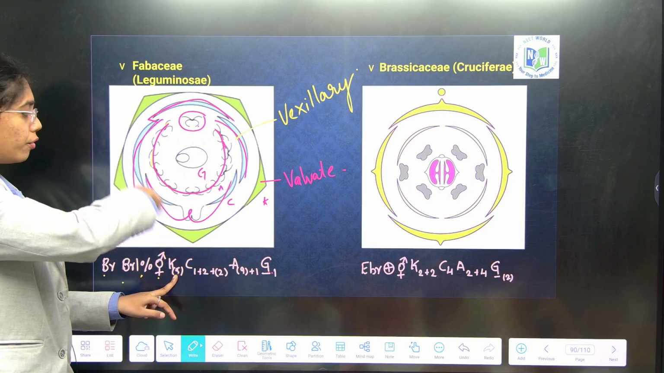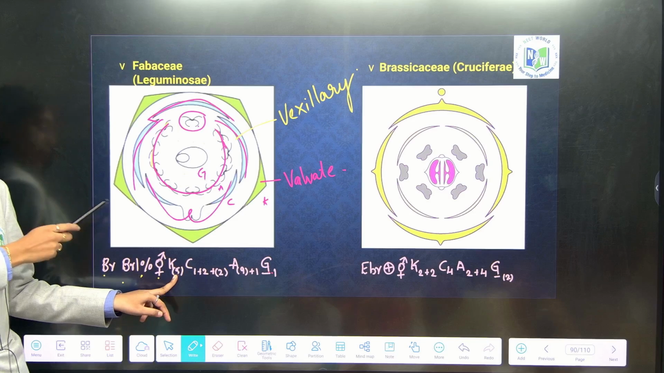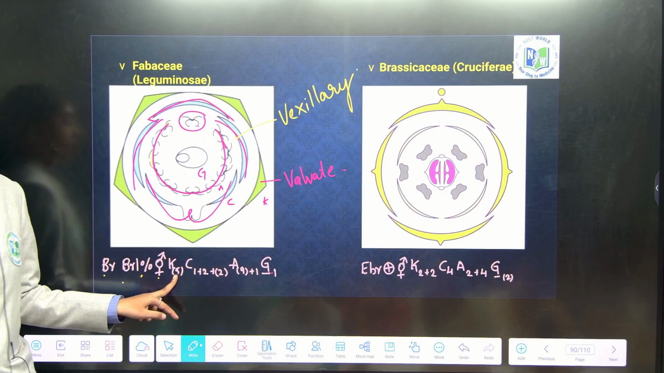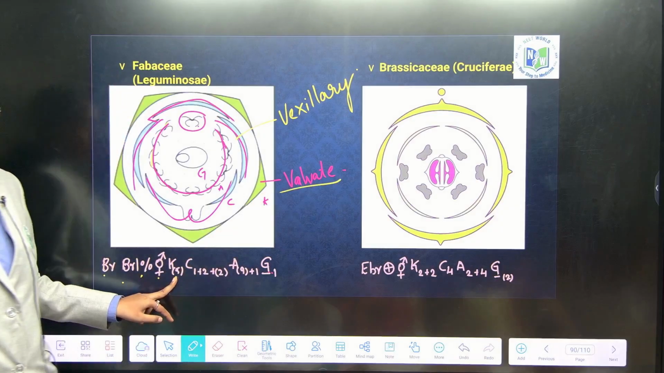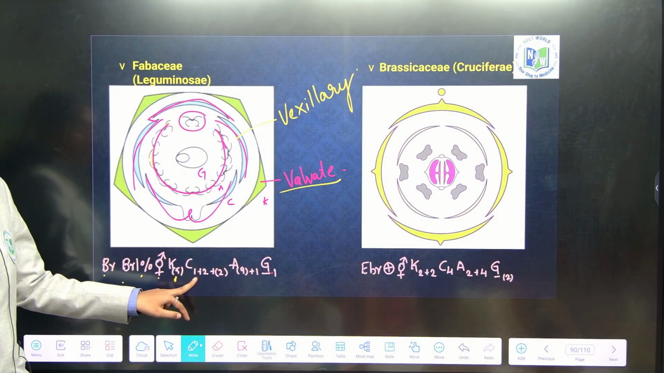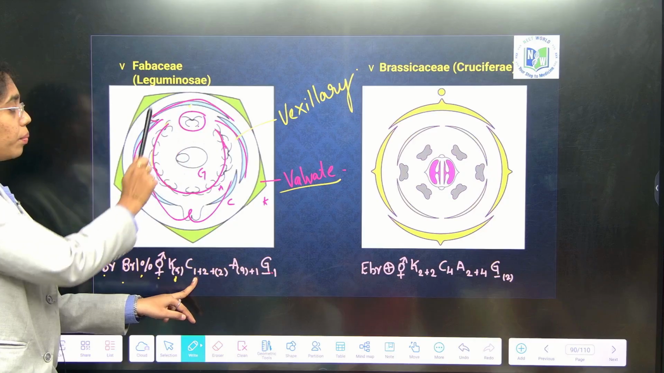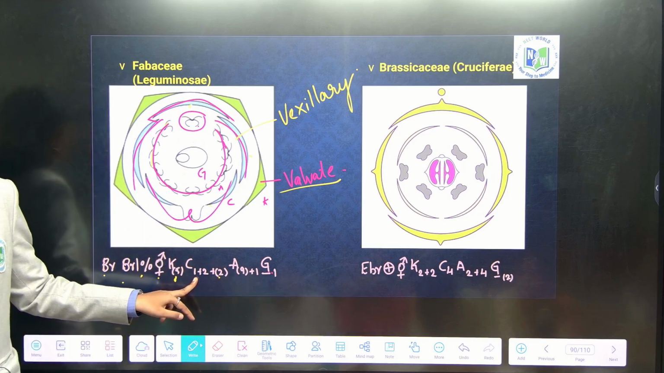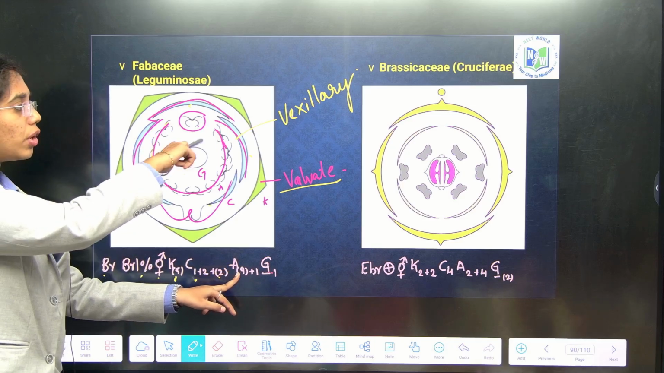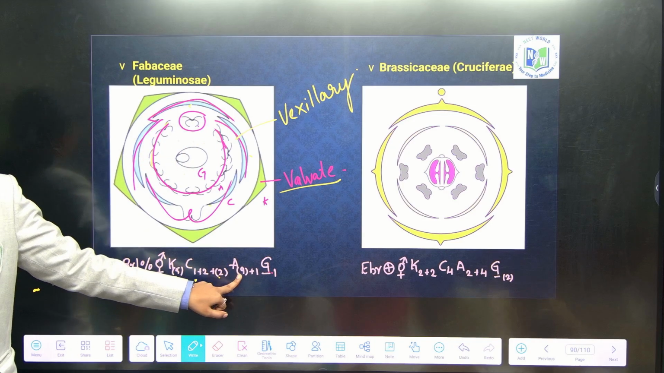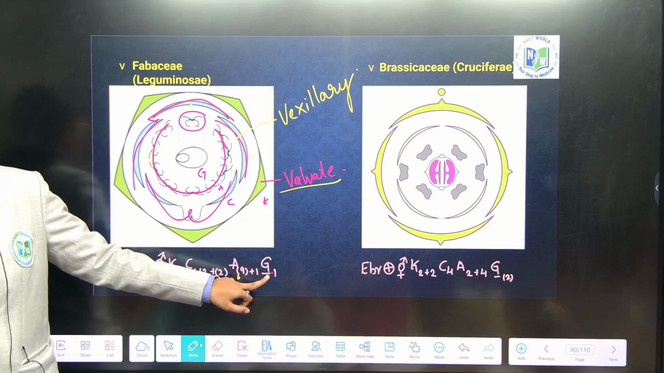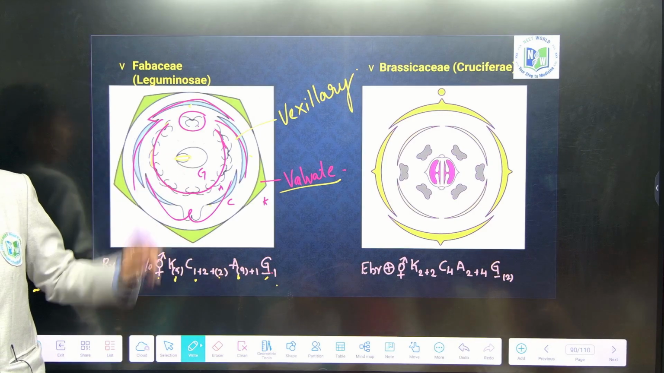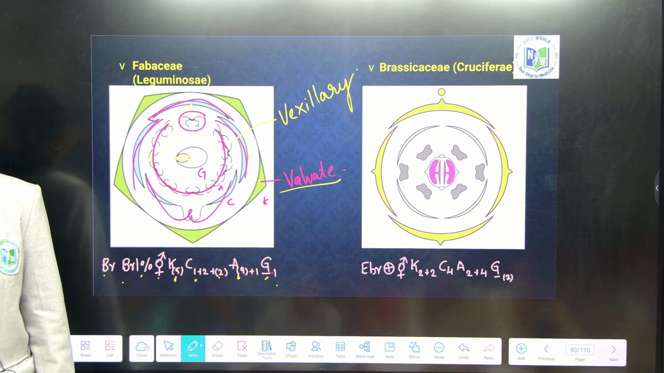Calyx is 5 fused. Here sepals are touching each other, but they are not overlapping with each other. So what aestivation is it? Valvate aestivation, and they are fused. Corolla, 1 standard petal plus 2 wing petals plus 2 keel petals. 2 keel petals are fused. Androecium, 9 fused plus 1, showing diadelphous condition. Next, gynoecium, it has superior ovary, monocarpellary, single carpel is present. Got it? Understood everyone? Next.